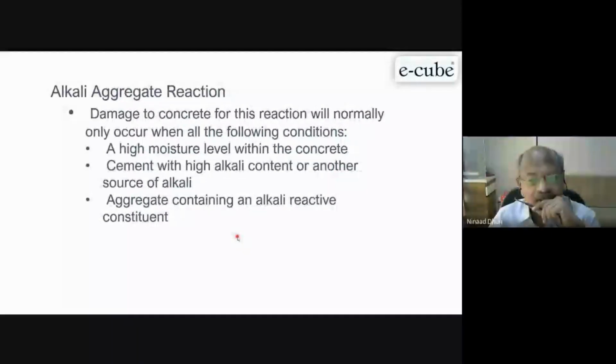You must have heard about Bhakra Nangal. When they constructed that dam, some portion had alkali aggregate reactive aggregate. They found some cracking in the concrete. And that is only due to the aggregates being reactive in nature.